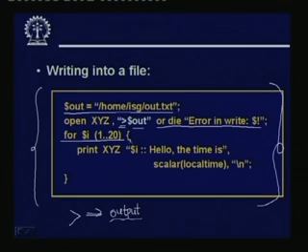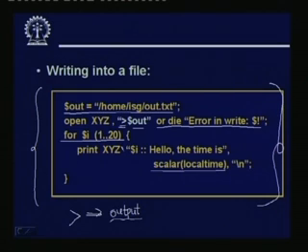Now, the construct we shall be talking about: for $i, this 1 dot dot 20 means this is a for loop where the variable $i will continue from 1 up to 20: 1, 2, 3, 4, up to 20. And here we are asking to print xyz $i, hello the time is scalar local time.